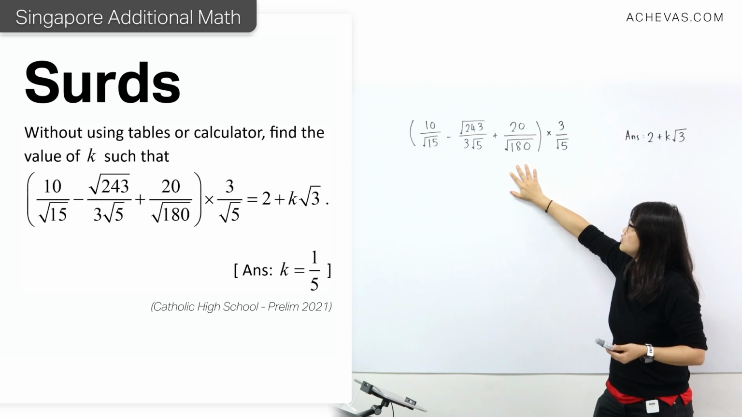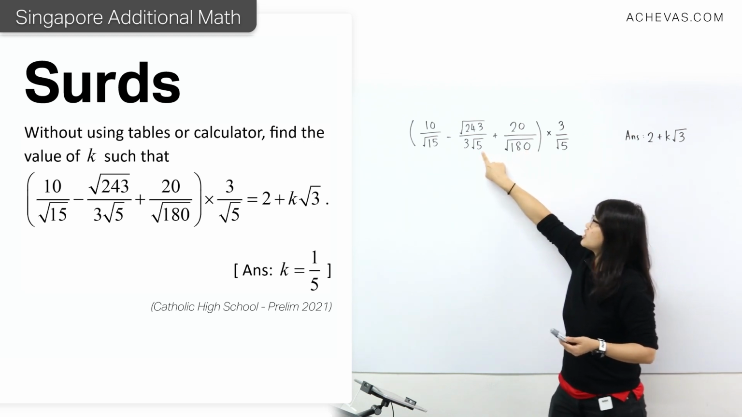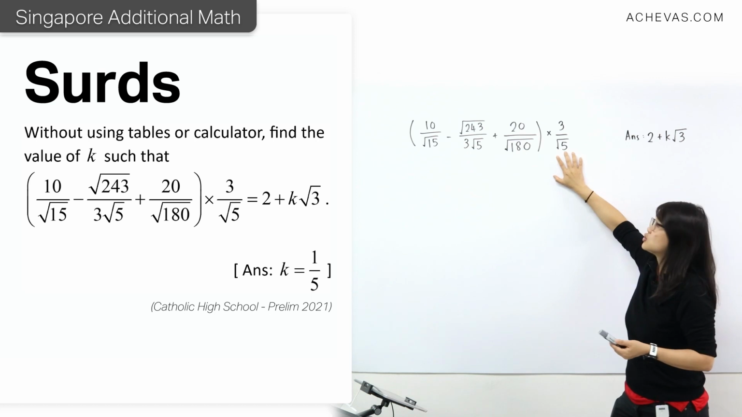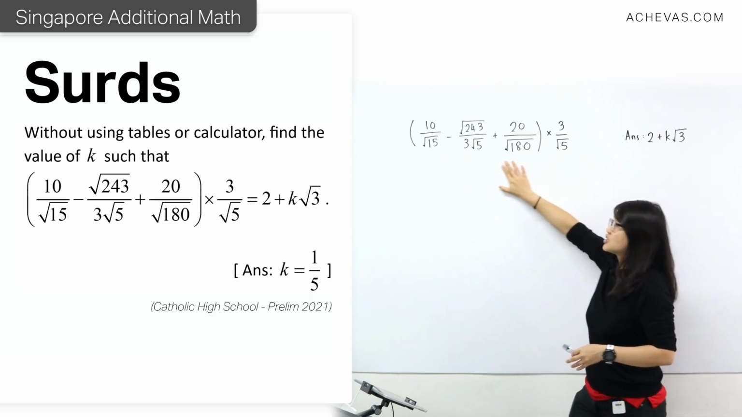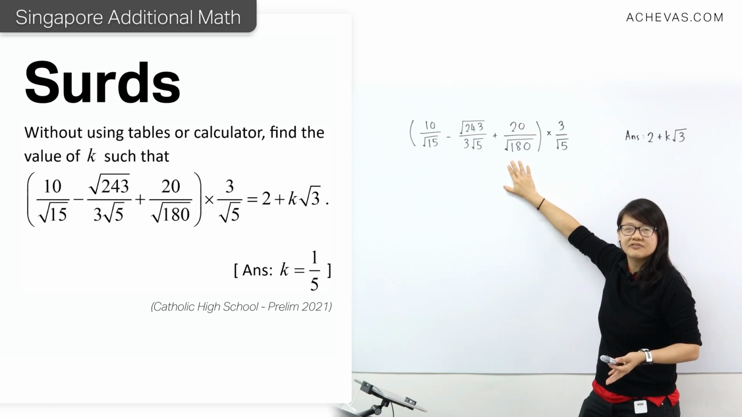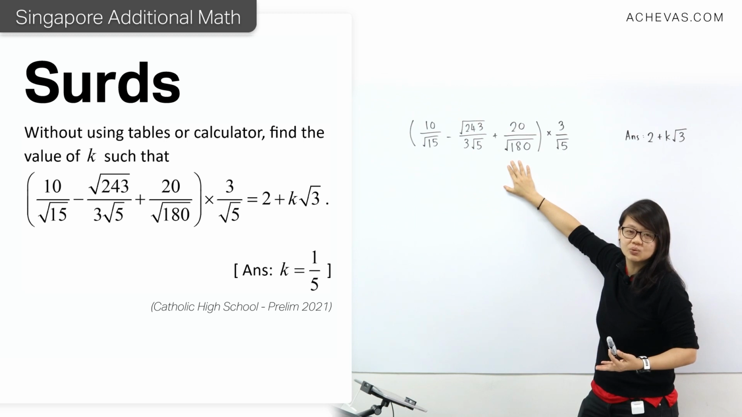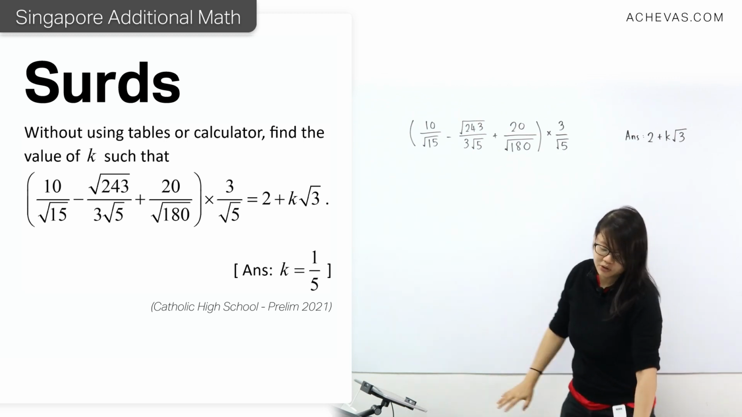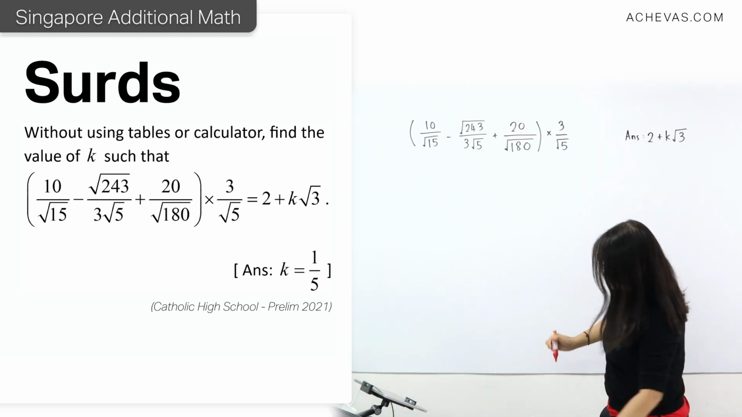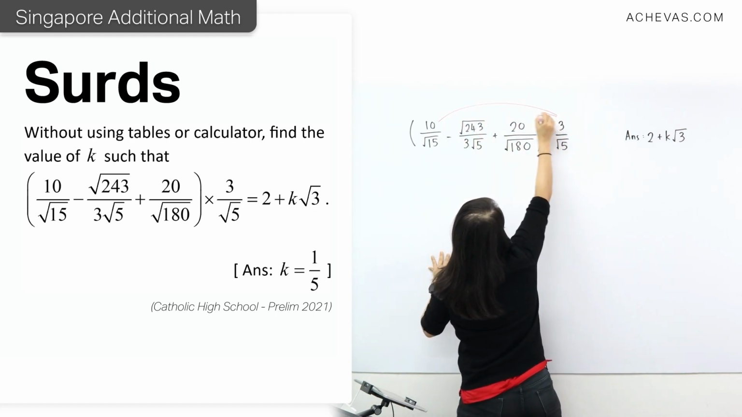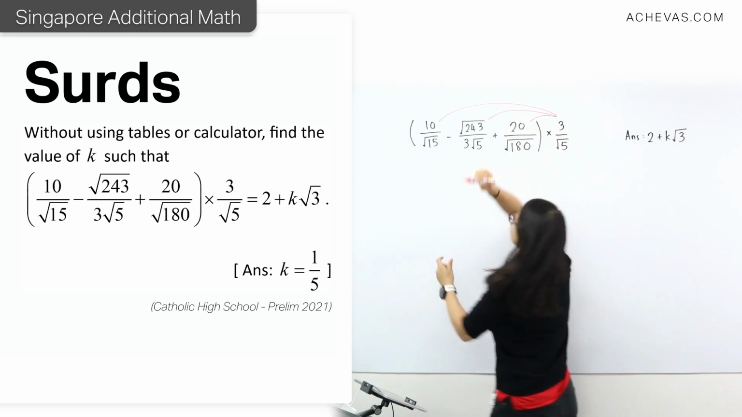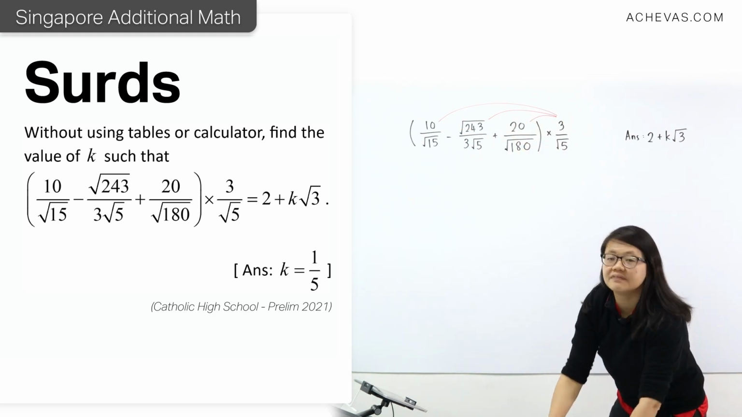So one method that you can do is to rationalize, and this one too, okay? Or you see that there are three fractions here, you can also try to combine the fractions, change them to a common denominator. And I'm going to choose the third way. So the third way is I'm going to multiply this fraction into this bracket here. Okay, so let's take a look at this method.